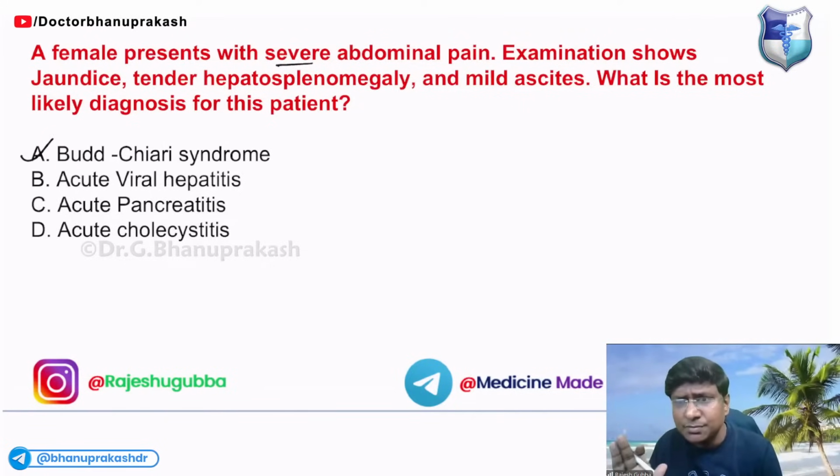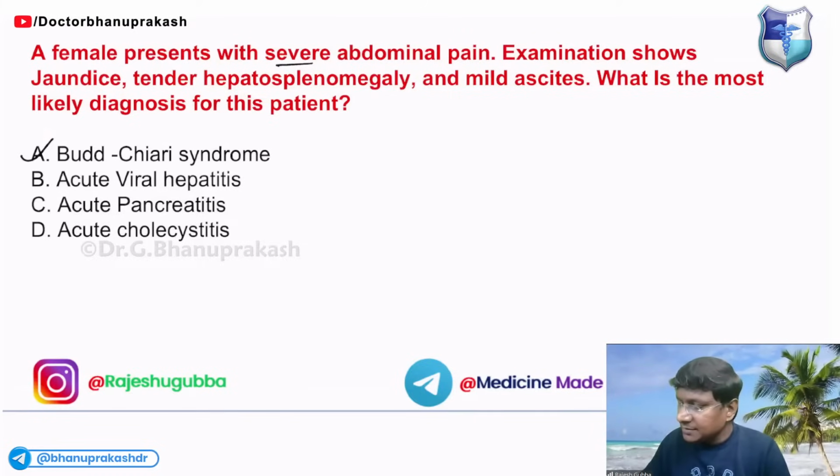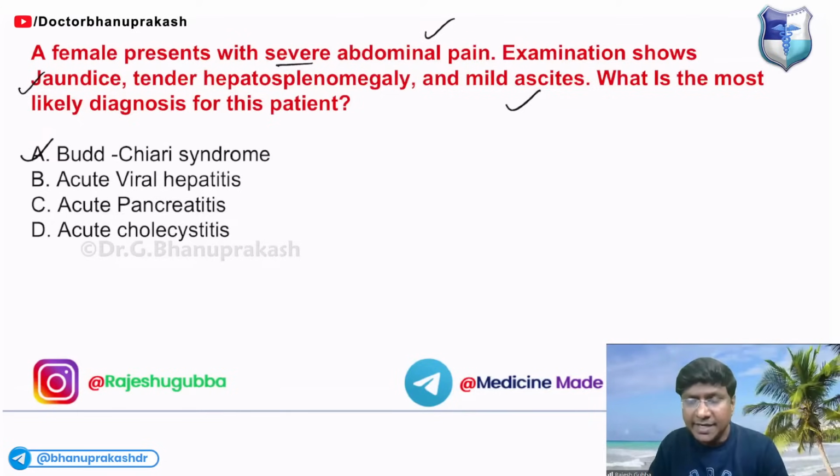So in Budd-Chiari syndrome, the classical presentation will be ascites, jaundice, and abdominal pain. Right. These three are very important features in case of Budd-Chiari syndrome. And basically, what is the problem in Budd-Chiari syndrome?